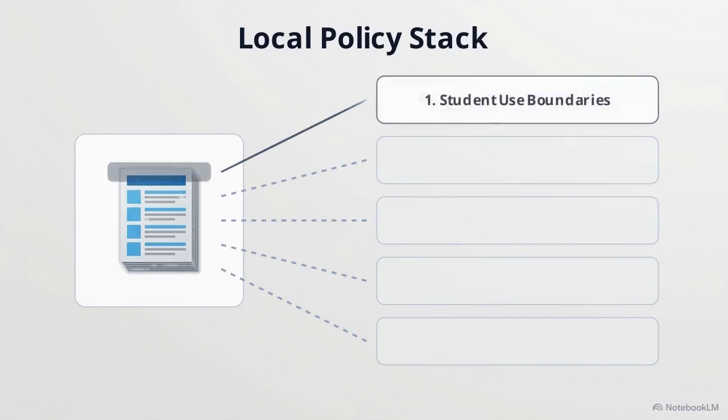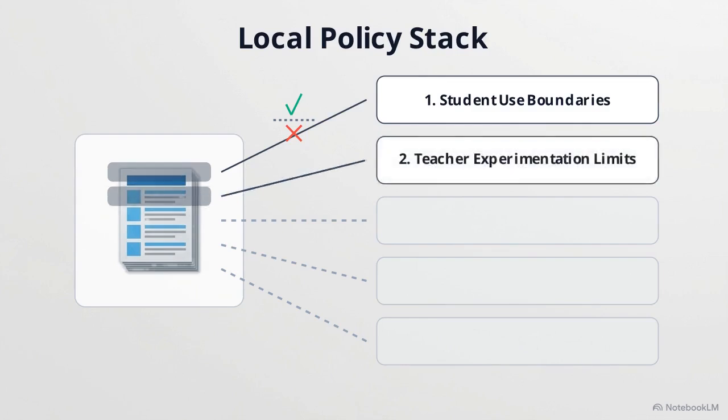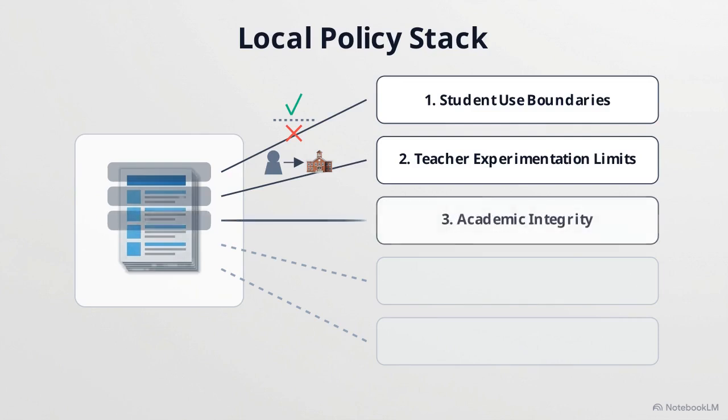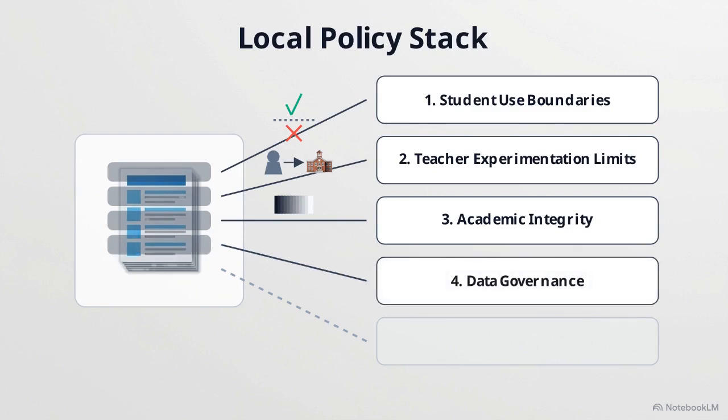Domain 1 establishes student use boundaries. This policy provides a clear dividing line between permitted AI applications and prohibited activities. Domain 2 defines teacher experimentation limits. This clarifies the professional latitude teachers hold, ensuring that the institution, not the individual, retains accountability for deployment decisions. Domain 3 addresses academic integrity. Modern honor codes must shift away from binary cheating models toward a nuanced spectrum of AI disclosure and permitted use.